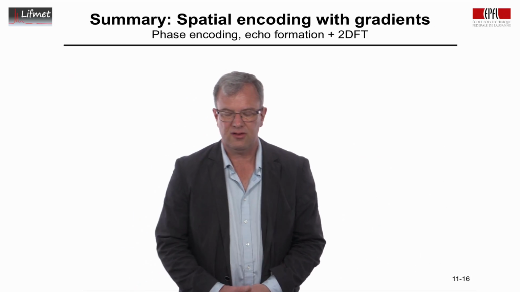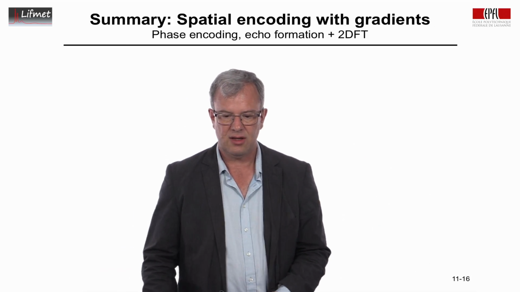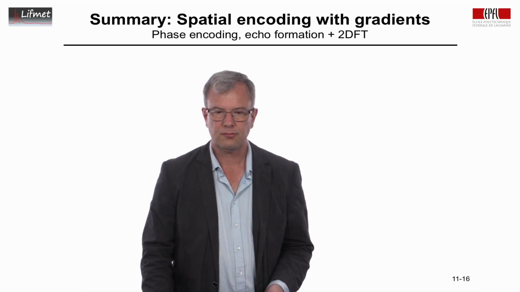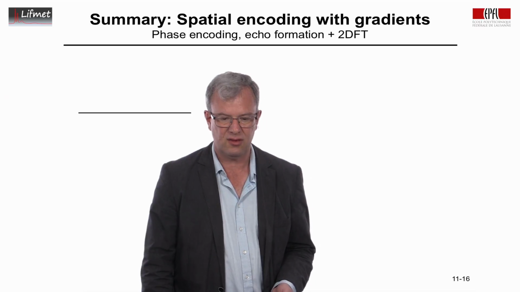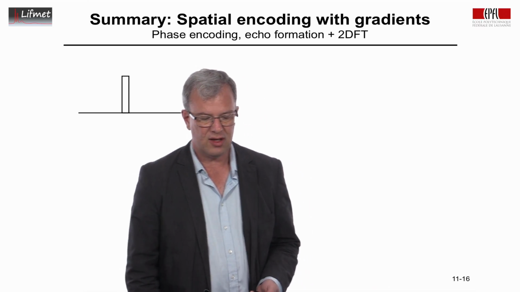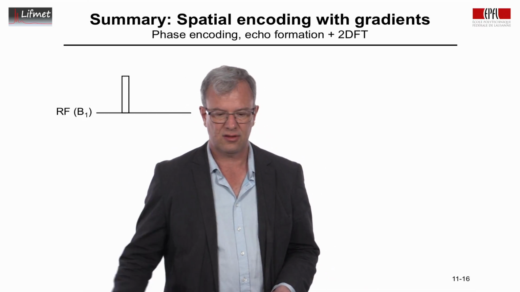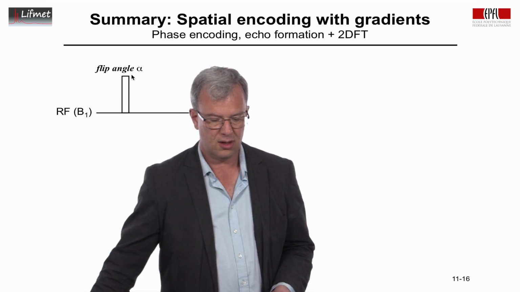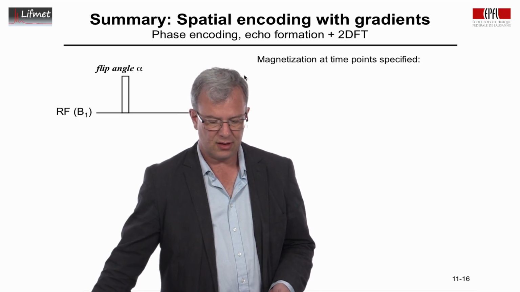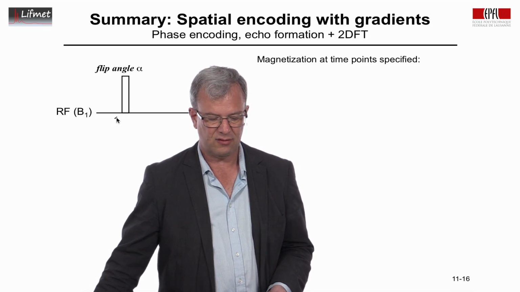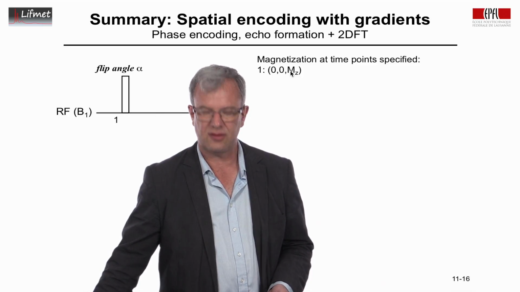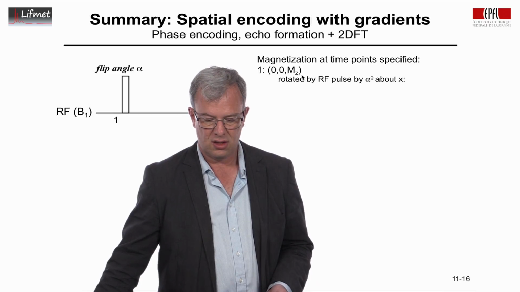Okay, I want to summarize the spatial encoding with the gradients. I'll try this depiction here that is more on a mathematical basis. So we have the RF pulse, that's done by the B1, we have a flip angle alpha, and we will look now at the magnetization at the time point specified, magnetization at time 1, that's just Mz magnetization.